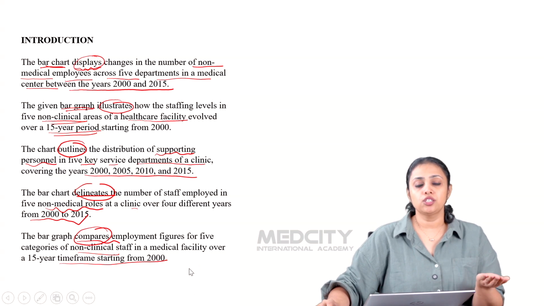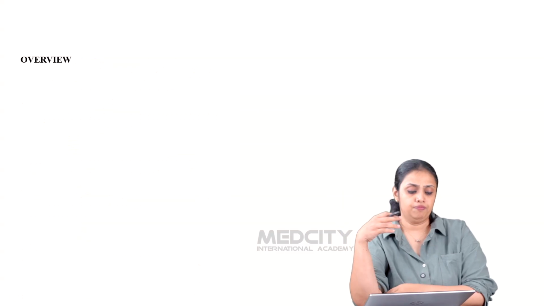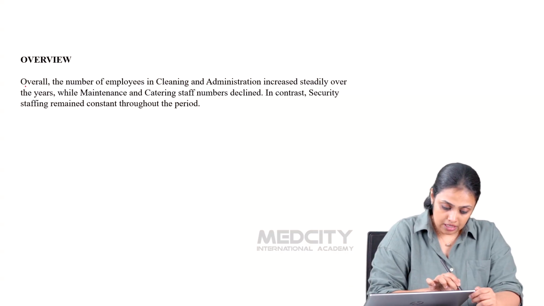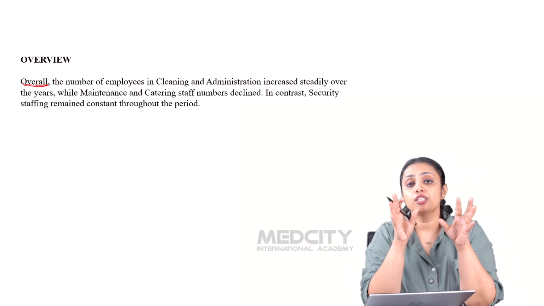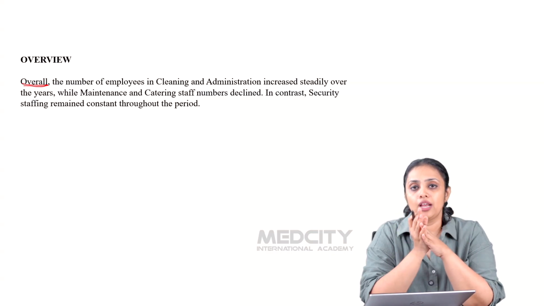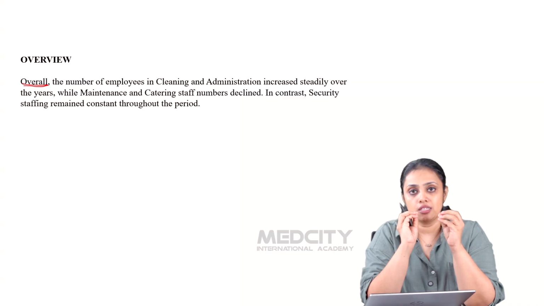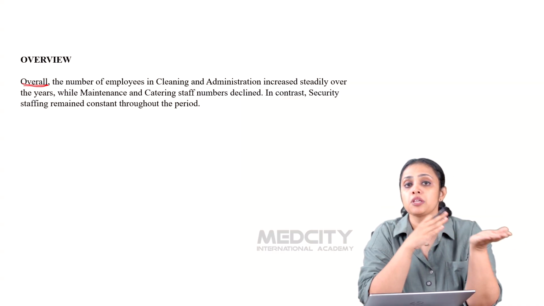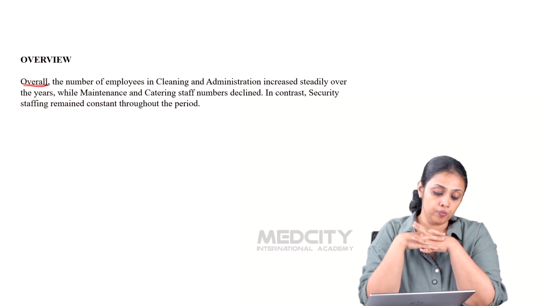Then after the introduction, we have the overview. Overview also you can craft it in different ways. Let's see a few variations. Overall, you can start overview with the word overall, the number of employees. Now when you're writing the overview for a dynamic graph, you have to ensure that you should be highlighting the significant trends in the overview, whether it is increasing, decreasing, stable or fluctuating. The trend should be reflected in the overview.